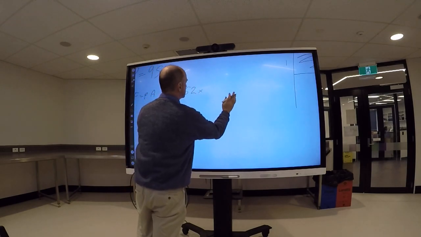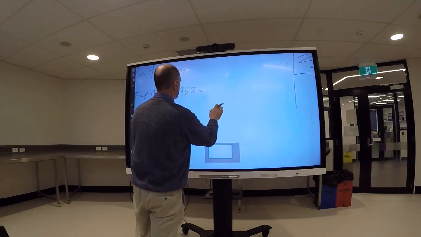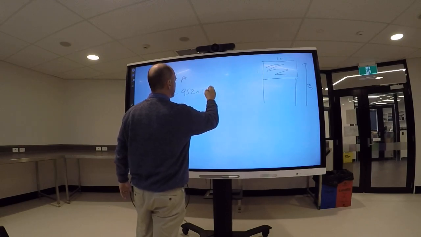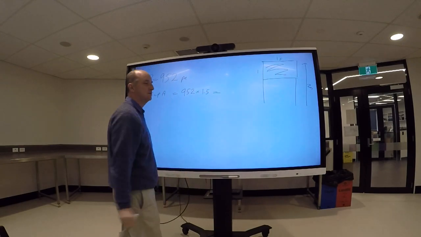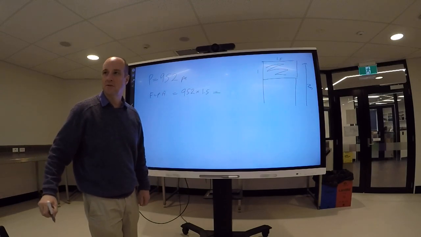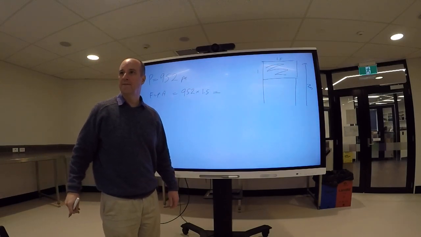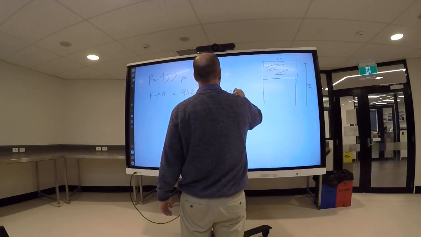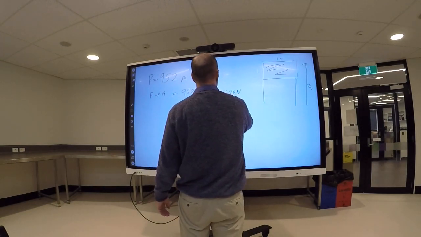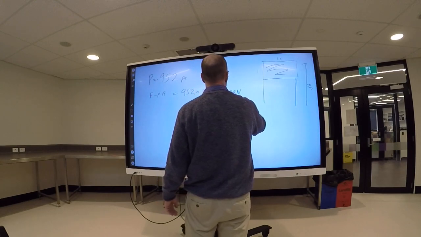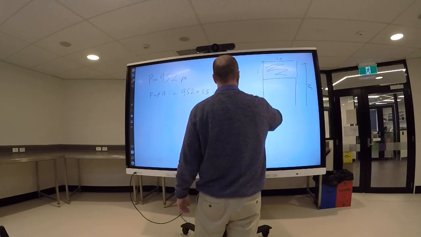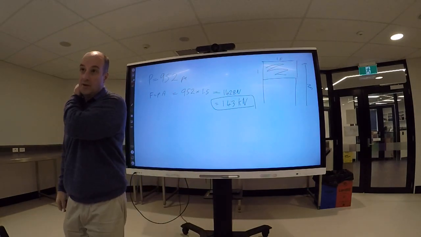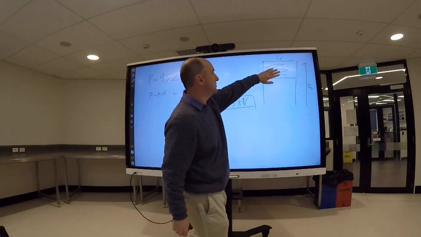952 times 1.5 times 1, which is times 1.5. And what does that equal? 1428 newtons, which is 1.43 kilonewtons. Okay? That is the force acting on the sign.